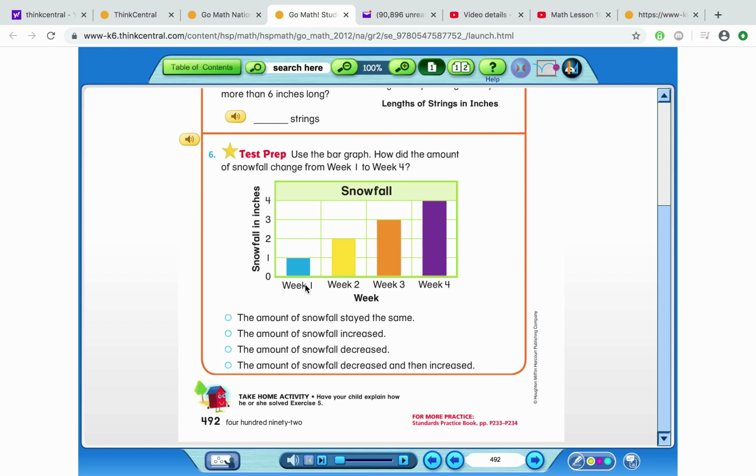So it looks like week 1, there was 1 inch of snow. Week 2, there's 2 inches of snow. Week 3, there's 3 inches of snow. And week 4, all the way up to 4 inches. So I can tell that the amount of snow is increasing from week 1 to week 4. And you need to figure out which one of these choices matches that. Okay? What is the bar graph representing?